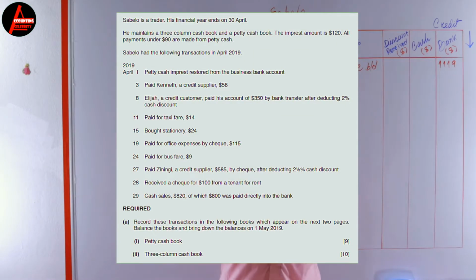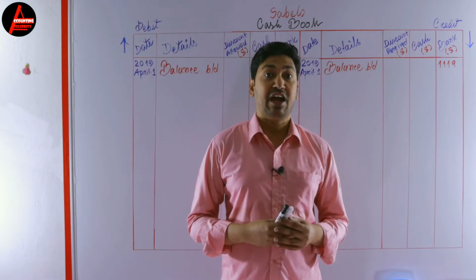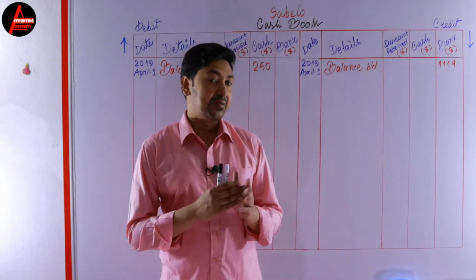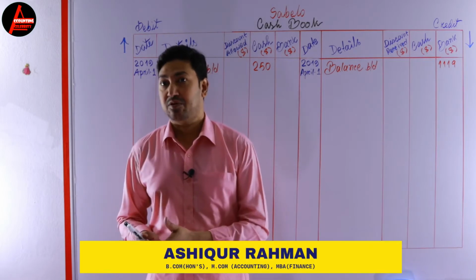What is written? Sabelo is a trader. His financial year ends on 30 April. He maintains a 3-column cash book and a petty cash book. So two things are given here, cash book and petty cash book.